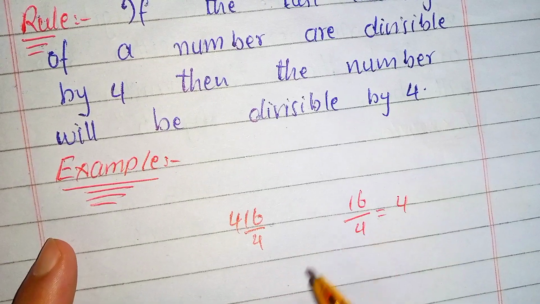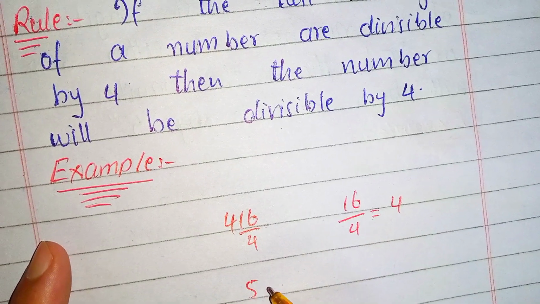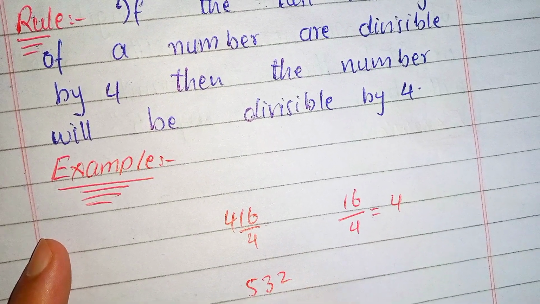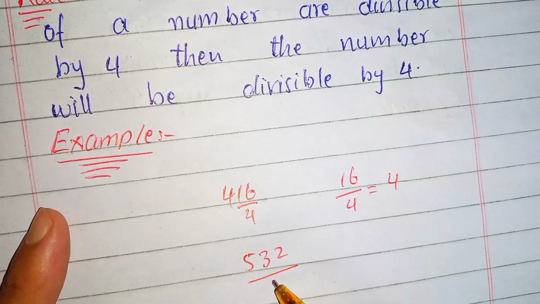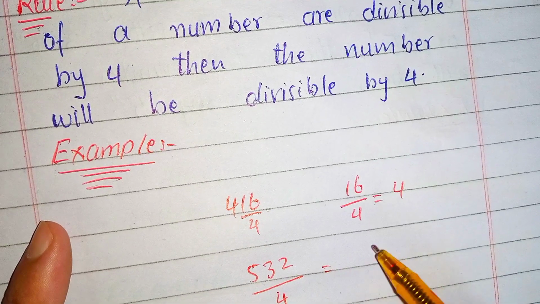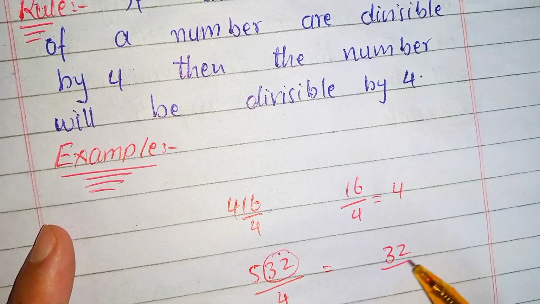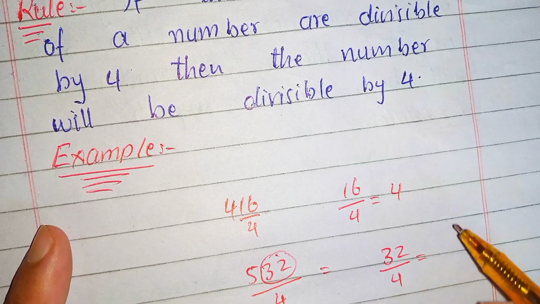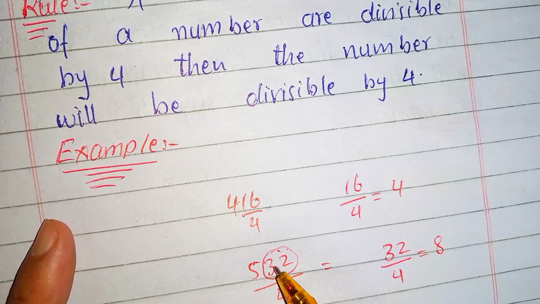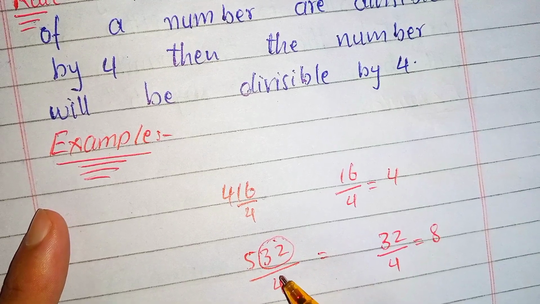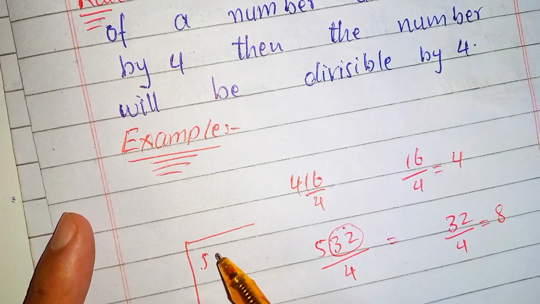Let's see another example, 532, to check whether this number is divisible by 4 or not. Here we see that the last two digits are 32, and 32 is divisible by 4, which gives 8. So 532 is also divisible by 4.